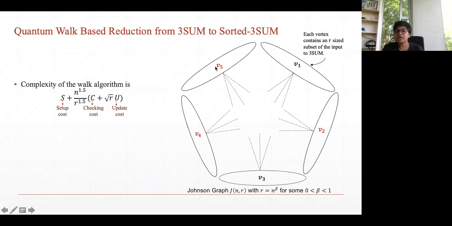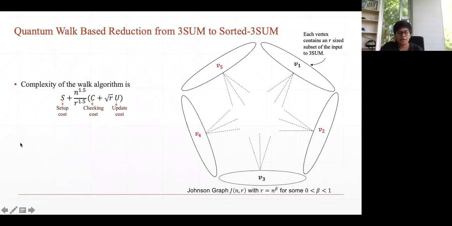Now the checking cost is to check whether any node is a marked node or not. In this setting, it will be: do the query values of V5 contain a solution to threesome, yes or no? The number of queries required to do that would be the checking cost. Now the update cost: I also forgot to tell you that in the Johnson graph, two nodes are connected only when they differ in one index. So the walk algorithm goes from one node to another, which means it is updating the node: it removes one element and adds another. So the update cost is how many queries are required to remove one element and add another element.